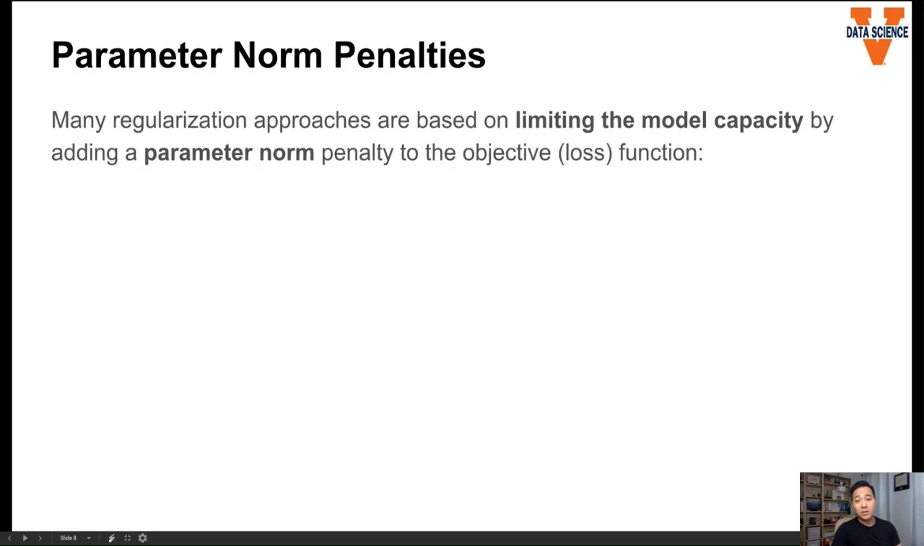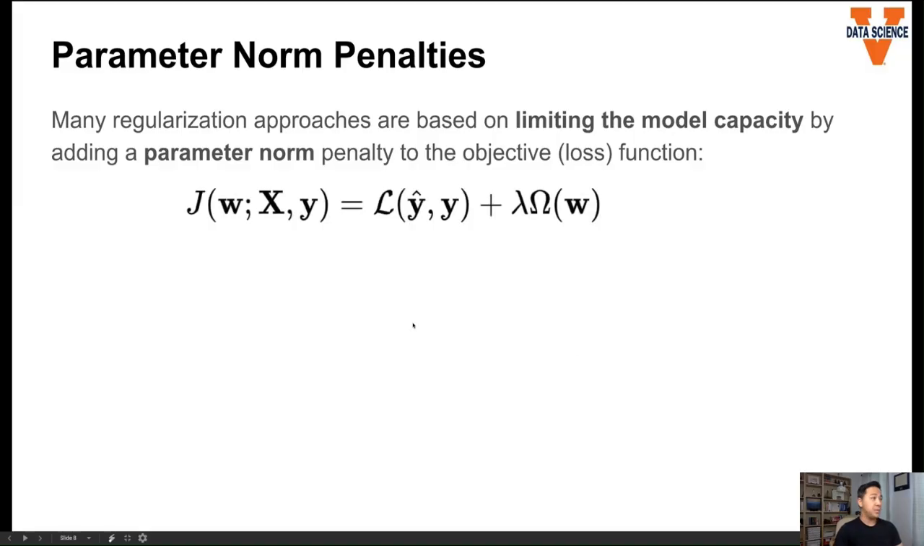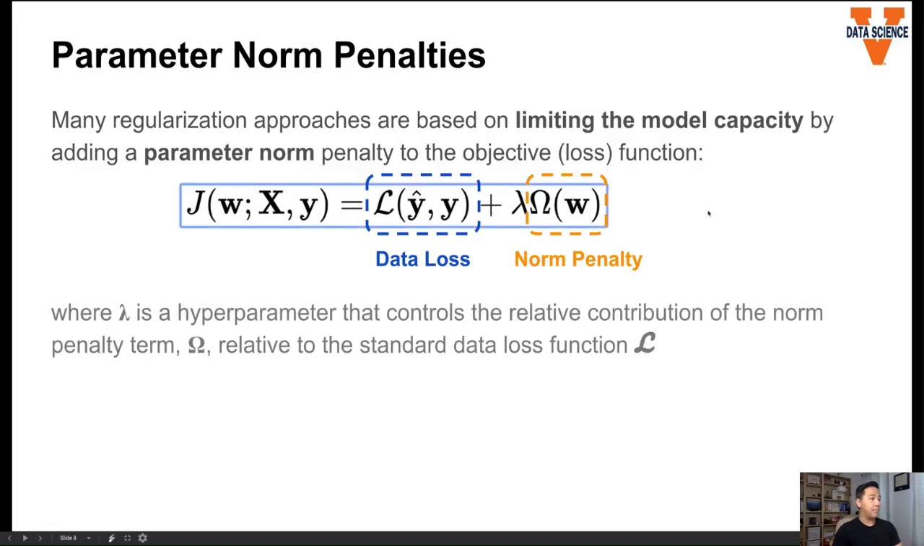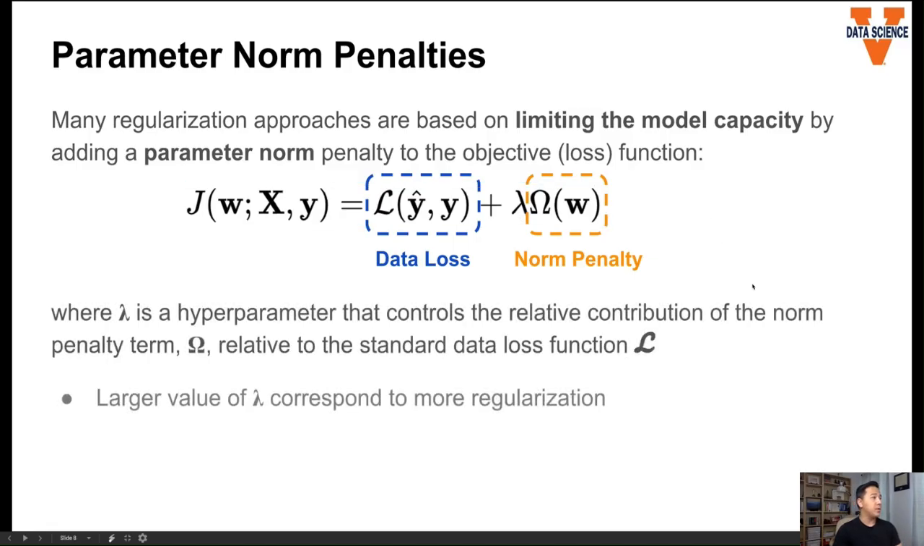Many regularizations limit the model capacity by adding the parameter norm to the objective or loss function. You are going to see this a lot. Besides the loss function, maybe the MSE, you can also add an extra term called the norm penalty, represented by the function big omega here, with the hyperparameter lambda. These are the 2 terms that you need to know.